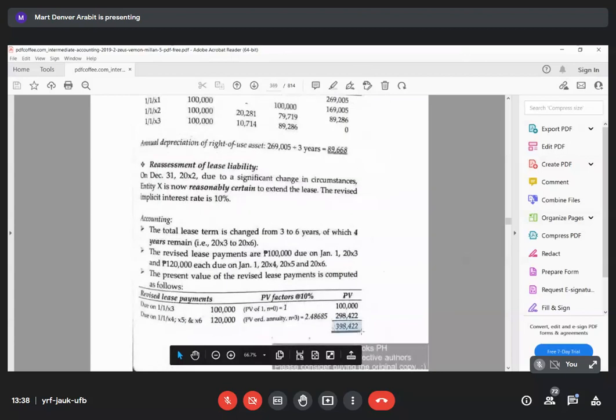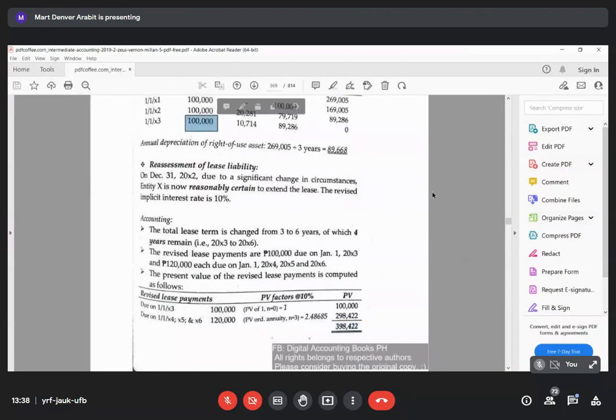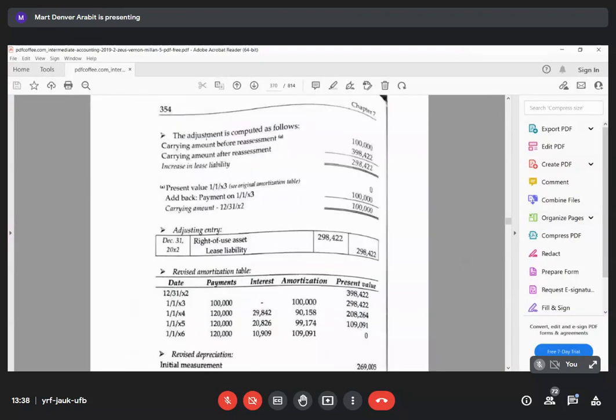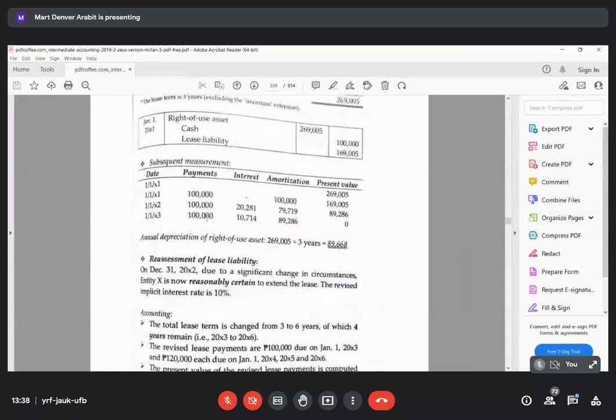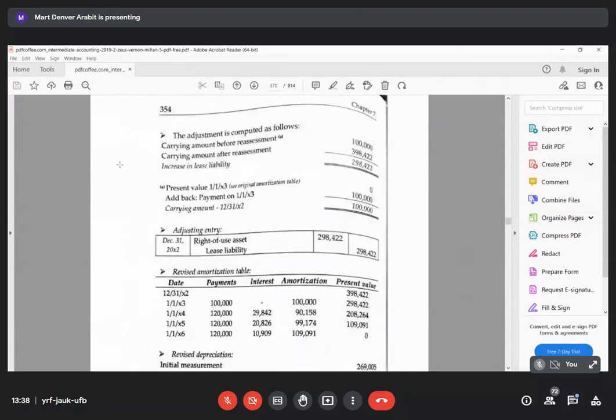So ito na siya. Ito na yung revised na lease liability natin. So kung mapapansin nyo, as of January 1, 2023, it should be zero. Actually, it should be zero kung nagbayad na siya. But hindi pa siya nagbabayad. So dito, kung mapapansin natin, may 100,000 pa. Okay? Kasi nga, hindi pa siya nagbabayad dito. Okay? So kasi nagkaroon tayo ng assessment on December 31, 2022. Which is, nandito pa siya. Okay. So the increase would be 298,422. Okay, so ito na yung magiging increase niya.